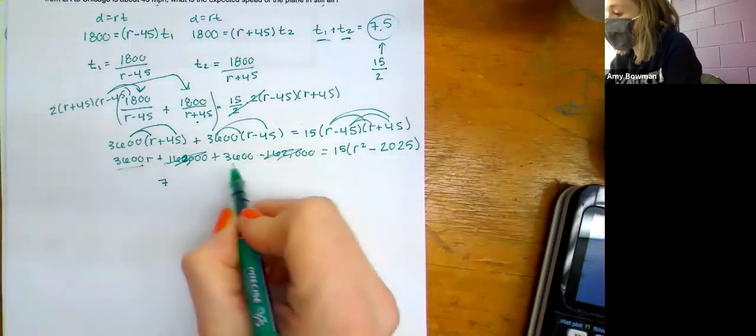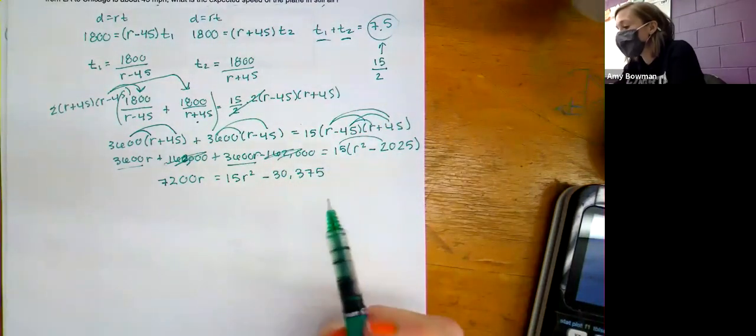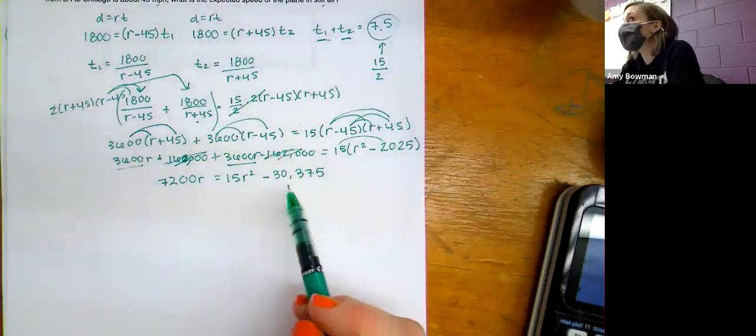Okay, I'm going to write one more step and then I'll leave it. So 3,600r plus 3,600r is 7,200r equals 15r squared and 15 times 2025, which is 30,375. Okay, these big numbers typically bother people. Now that we can see it's a quadratic, you're going to get it all on one side and apply the quadratic formula again.